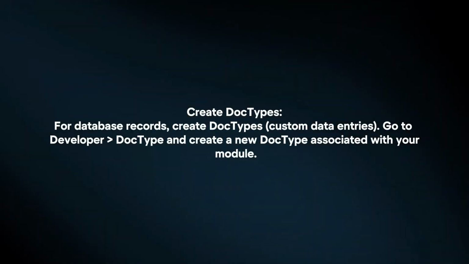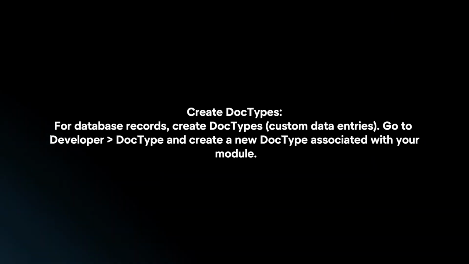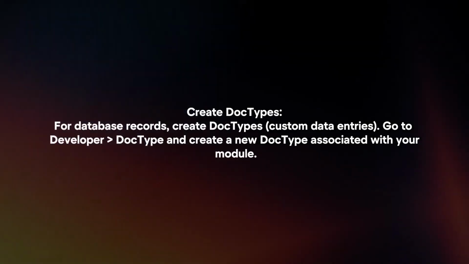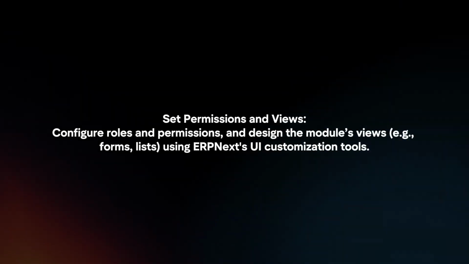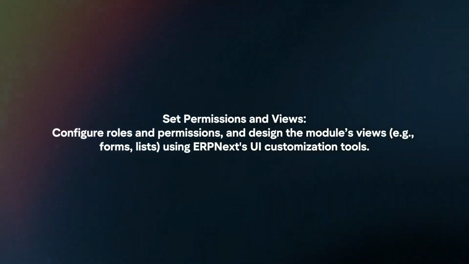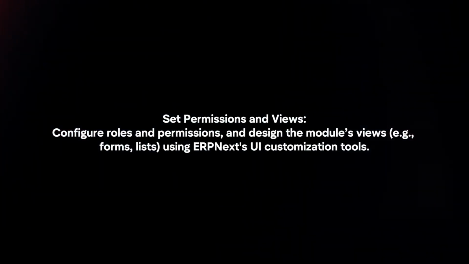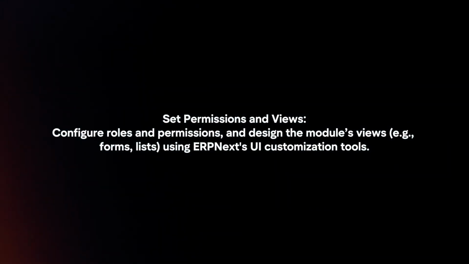Create DocTypes. For database records, create DocTypes. Go to Developer, DocType, and create a new DocType associated with your module. Set permissions and views. Configure roles and permissions, and design the module's views using ERPNext UI customization tools.